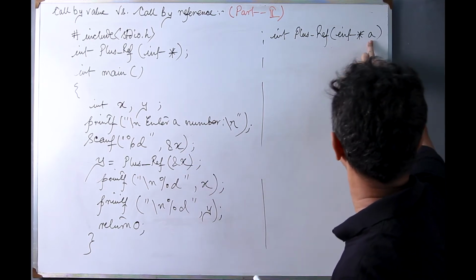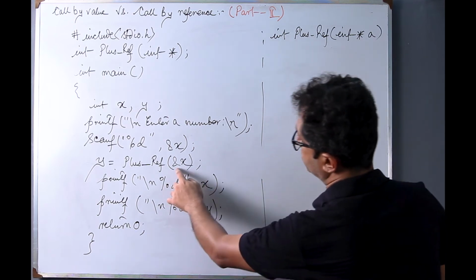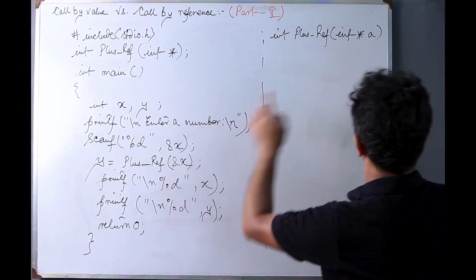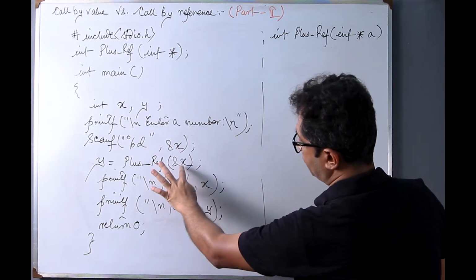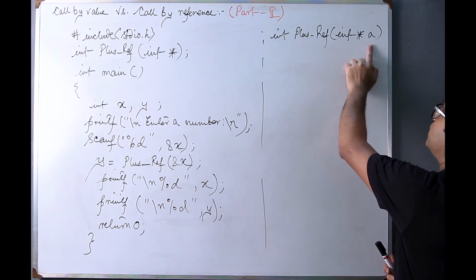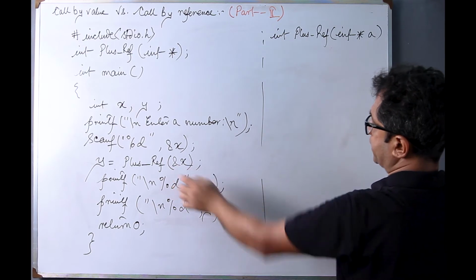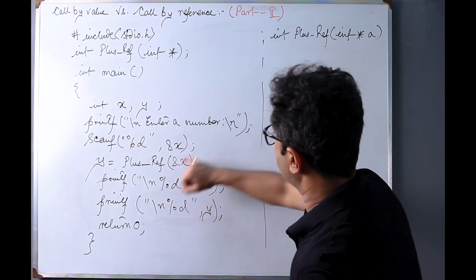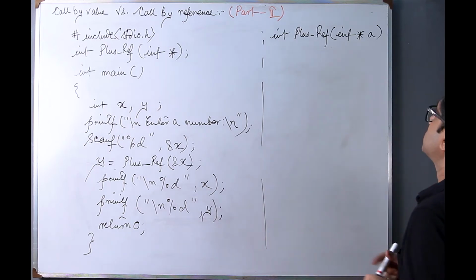this is an integer pointer, a pointer to an integer which can easily store the address of x, because x is an integer variable. The address of x is ampersand x, so int star a is an integer pointer, so that can easily store the address of x. So I am just passing the address of x by this formal argument int star a.